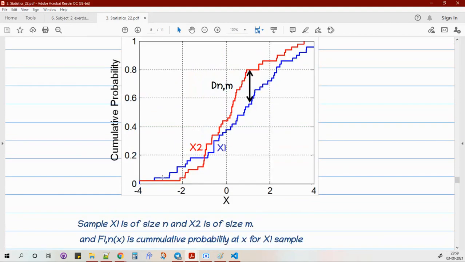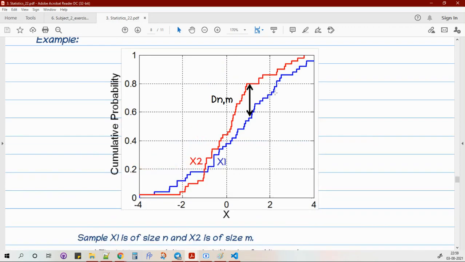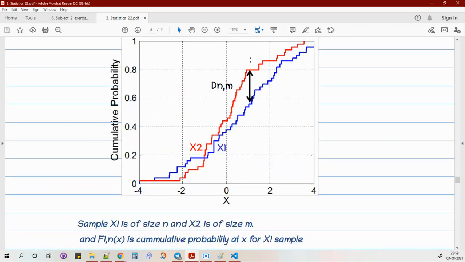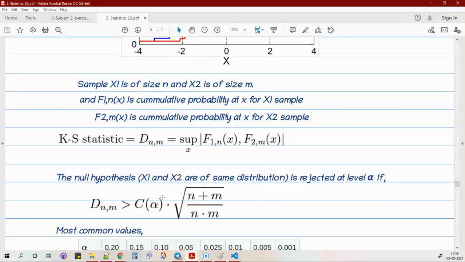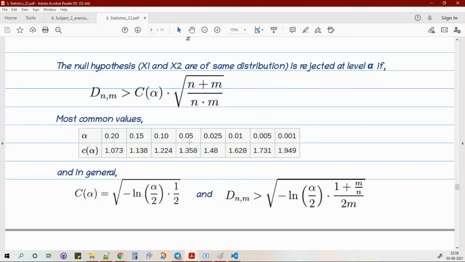So we will calculate the difference, and wherever we get the maximum value, that value is used as the statistic value. It is a mathematical way to present the highest difference, or the biggest gap, between CDFs. How big a gap we can allow depends on the value of alpha, and using alpha we calculate this c alpha.